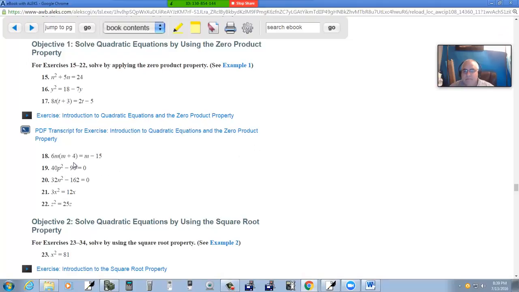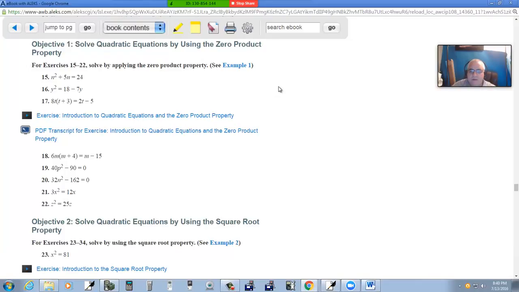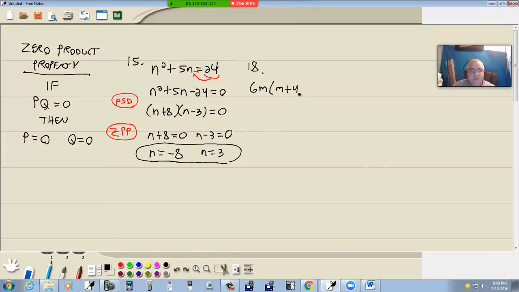Let's take a look at number 18. It's a little bit more challenging. We got 6m times m plus 4 equals m minus 15.